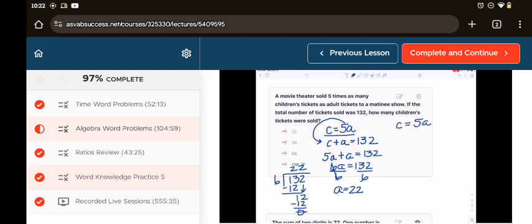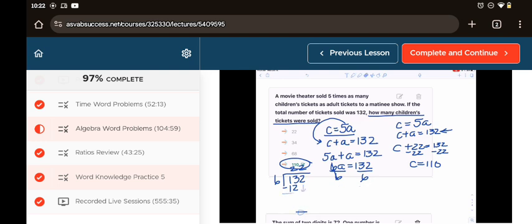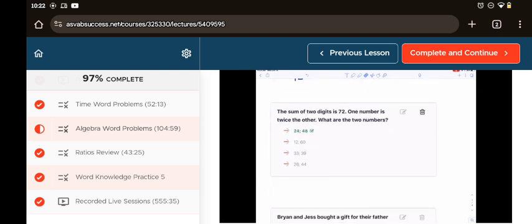So I can come back to this first equation. C equals 5A. Okay, or C plus A equals 132. I'm actually going to use the second one. So C plus 22 equals 132. And I'm just going to subtract. And I get C equals 110. So I'm looking for how many children's tickets were sold. That's why I solved for C. And the answer is 110. Okay, let's go ahead and take a look at the next one.